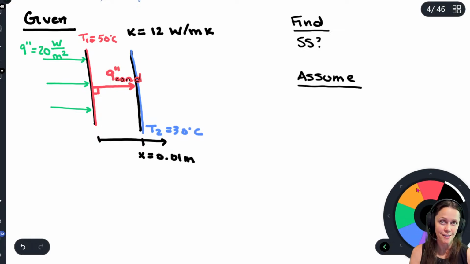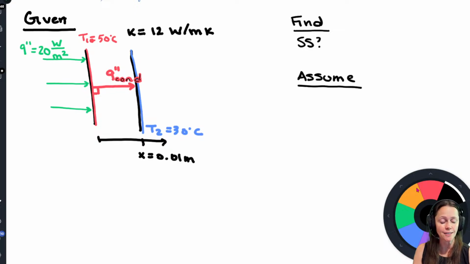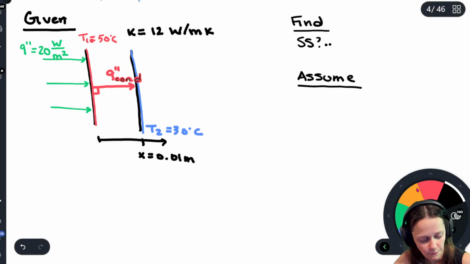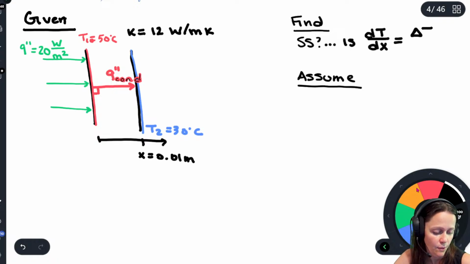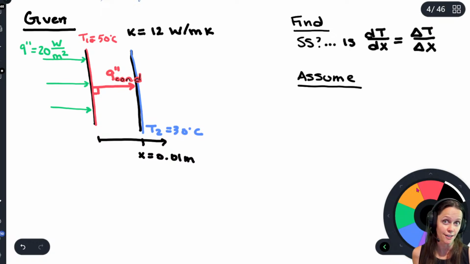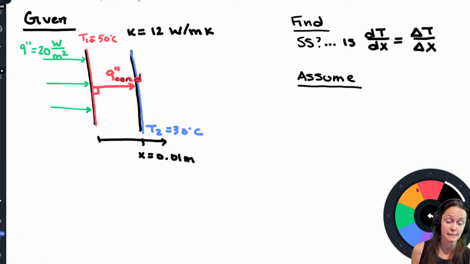All right. So the only information that might give me something about whether or not it's steady state, remember I kept on saying, okay, well, I'm going to assume it's steady state. So I'm going to say that dT/dx is equal to delta T over delta x. So that's what I'm going to do here. So is dT/dx equal to delta T over delta x? And if it is, great. That means it's steady state.